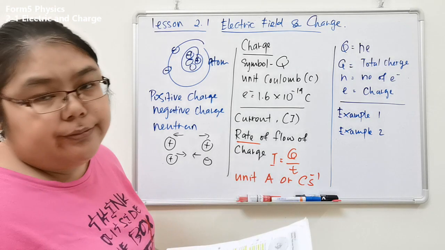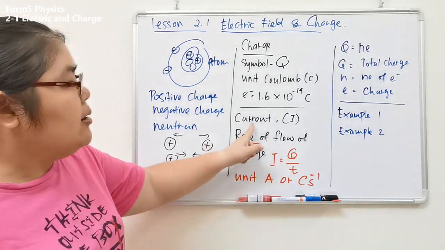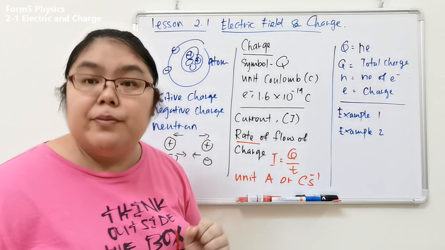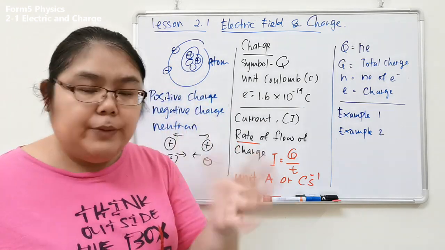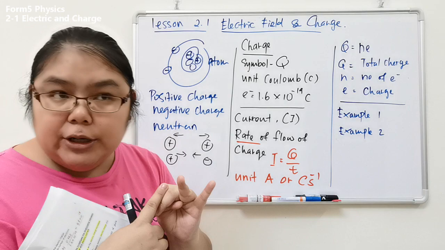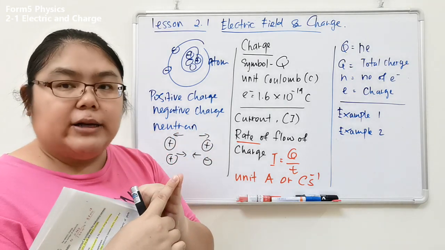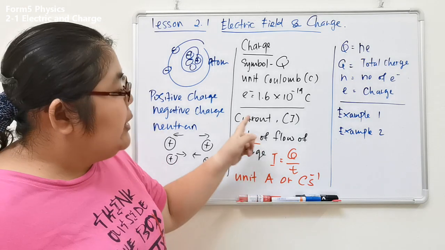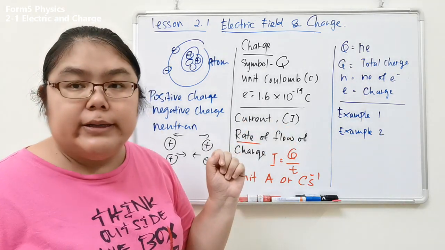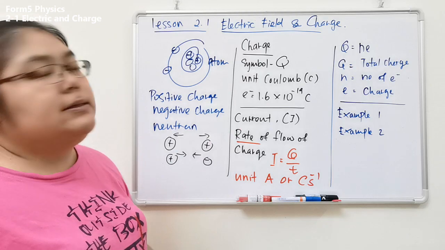Then we're going to see the current. Current is a base unit. Remember, we learned about 5 base units: time, mass, temperature, then length, and the last one is the current. Current is Form 5 we need to learn. The symbol for current is I. Then let's see the definition.